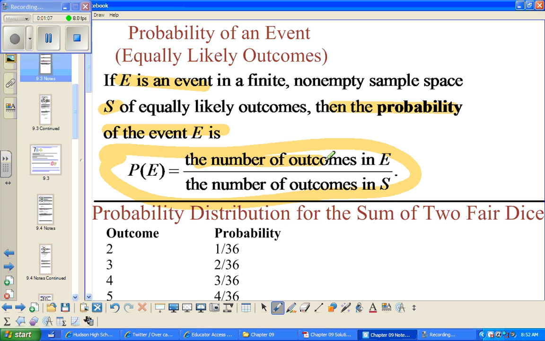You take the number of outcomes in E over the number of outcomes in S. So the number of outcomes that you're looking for to see if it'll happen, divided by the number of outcomes that could occur in the entire space.